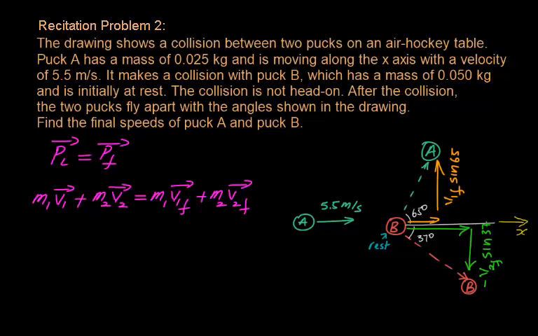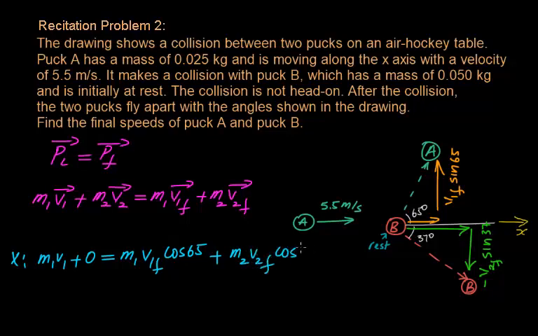Now I'm ready to break this equation into components. Let's start with the X component first. M1 V1 is positive. That's the puck A moving towards the right. Puck B is at rest. Here's the 0. Equals M1 V1 final, like we said a few minutes ago, it is V1 final cosine 65, plus the M2, also positive, V2 final cosine 37.